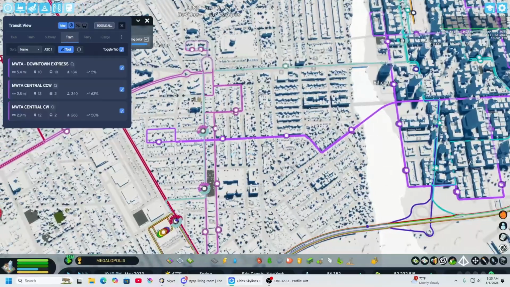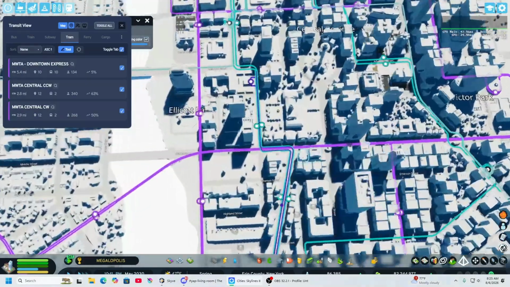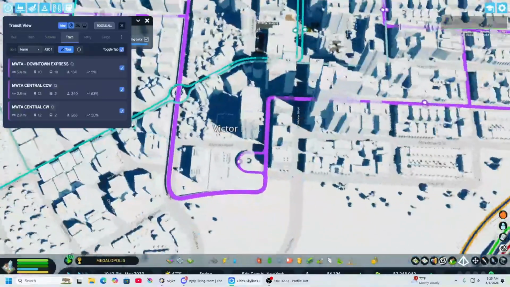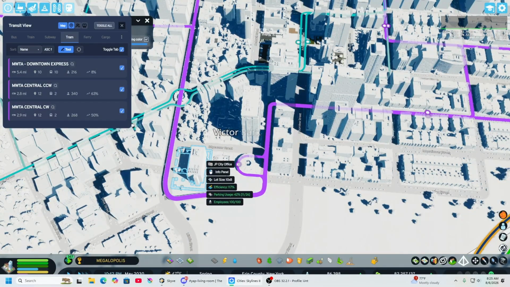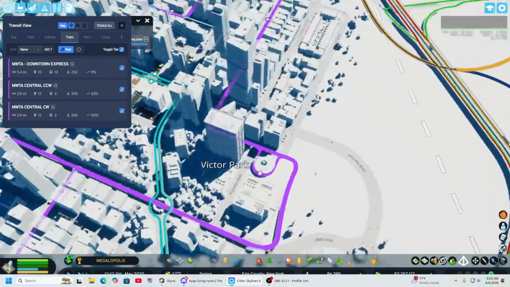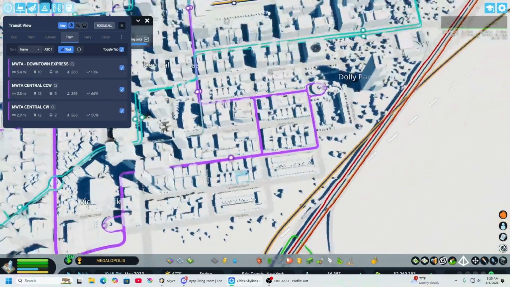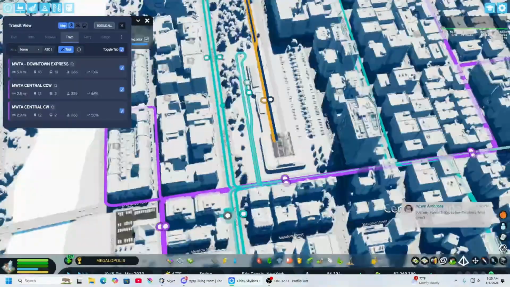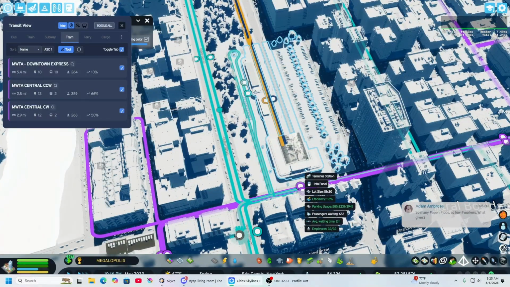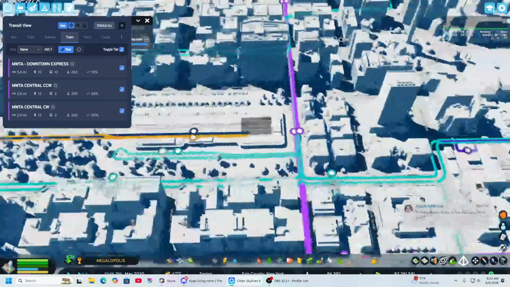And you can see how it's basically collecting everyone from the suburbs here, and it's bringing it all the way downtown. And then eventually, I'm pretty sure from what I remember when I made this Downtown Express route, it stopped at Victor Park. From here, you could wait for another tram, which is the MWTA Central Line, and this Central Line will take you around downtown, and then eventually it'll take you to the train station. And this is kind of what it looks like.